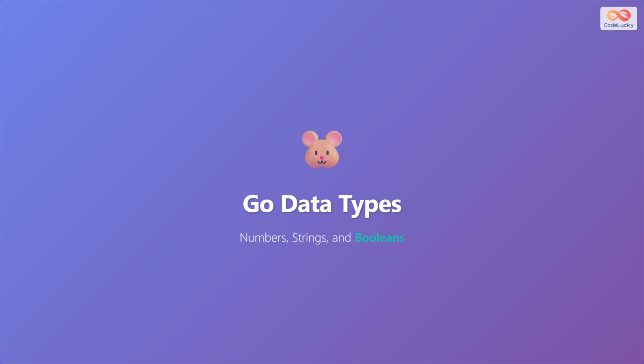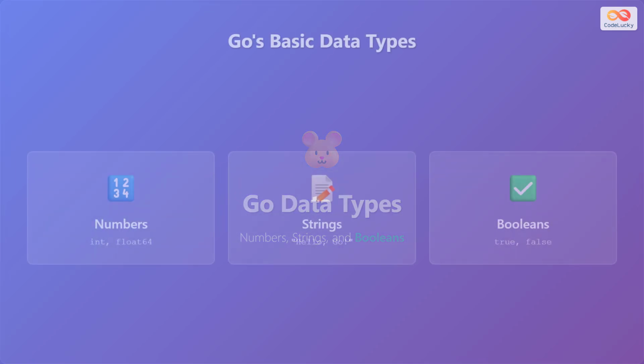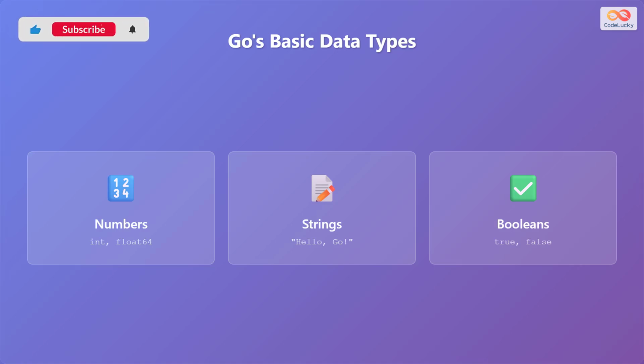Let's explore Go data types. In this video, we will be covering numbers, strings, and Booleans. Go has three basic data types. These are numbers, strings, and Booleans. Number examples are int and float64. String example is "hello Go". Boolean examples are true and false.